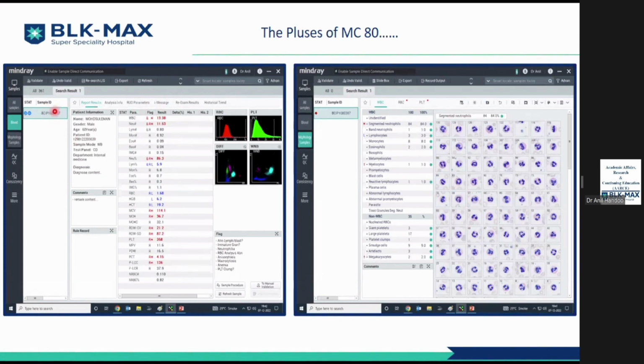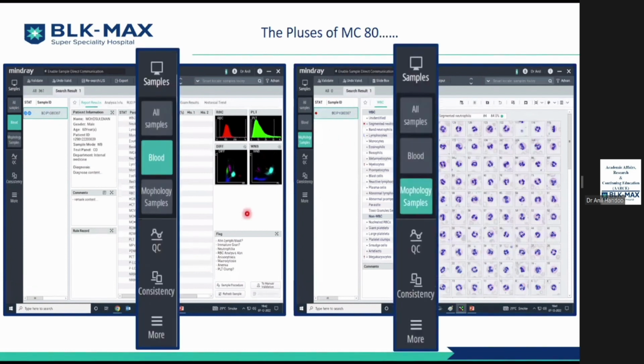If you see the sample ID here and here, it's exactly the same. And interestingly, all this is possible on this parallel left side, tray of the stuff where I can pick up. So if you want the data from the hematology analyzer, just click blood and you will get this data right on your screen. And if you want the data on the morphology, the same thing, you can just click on morphology and you will get the entire morphological data.